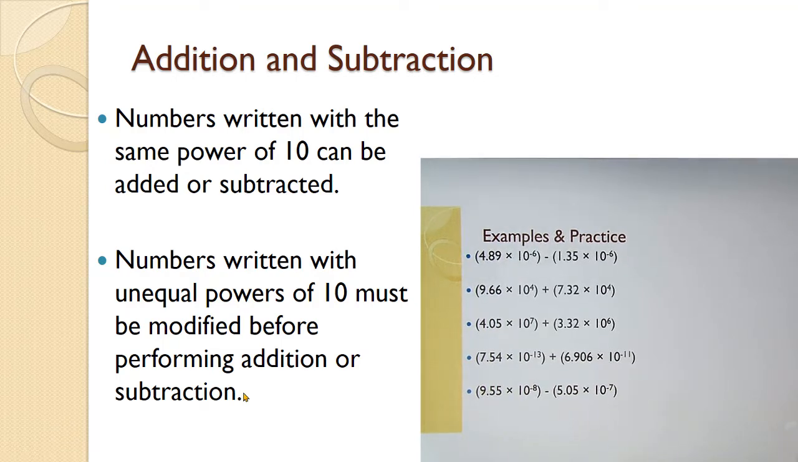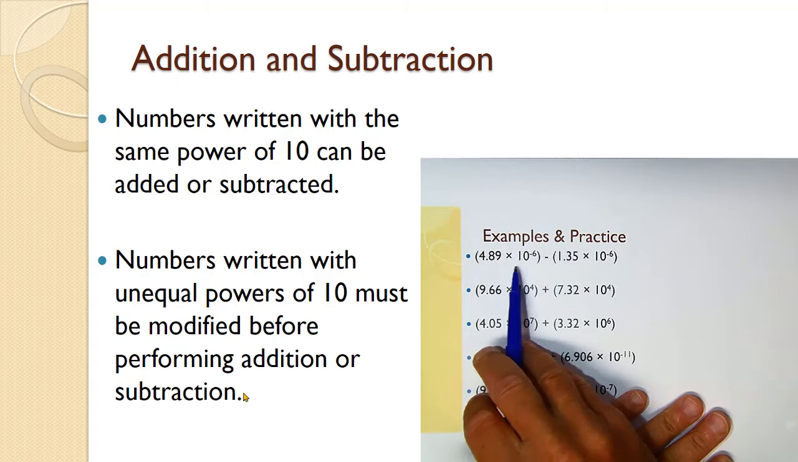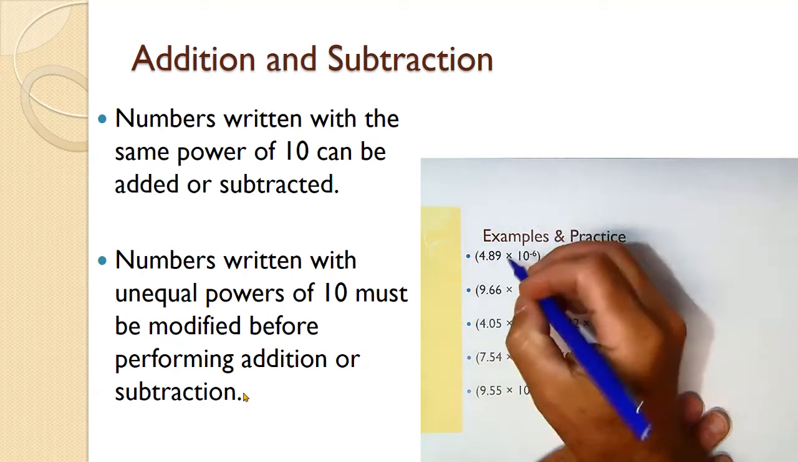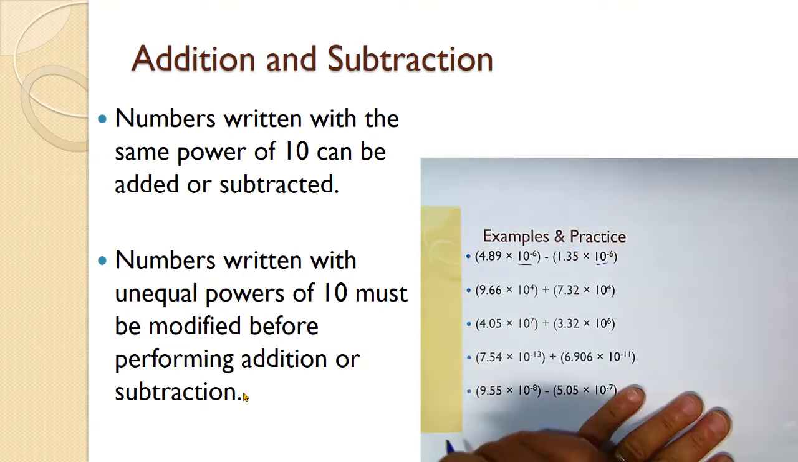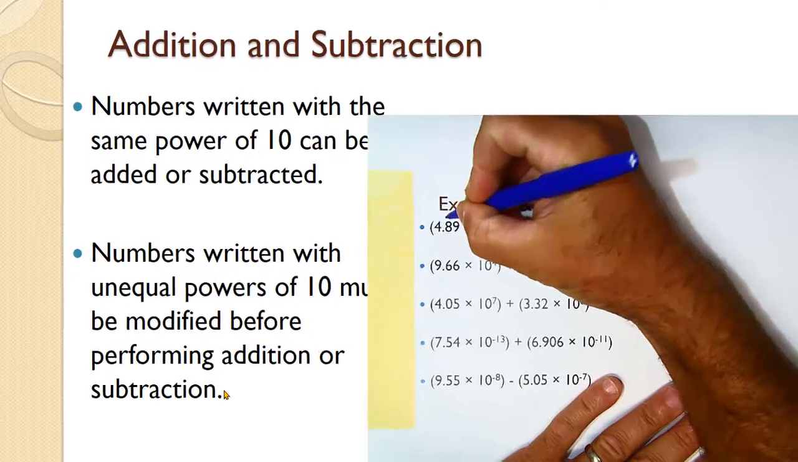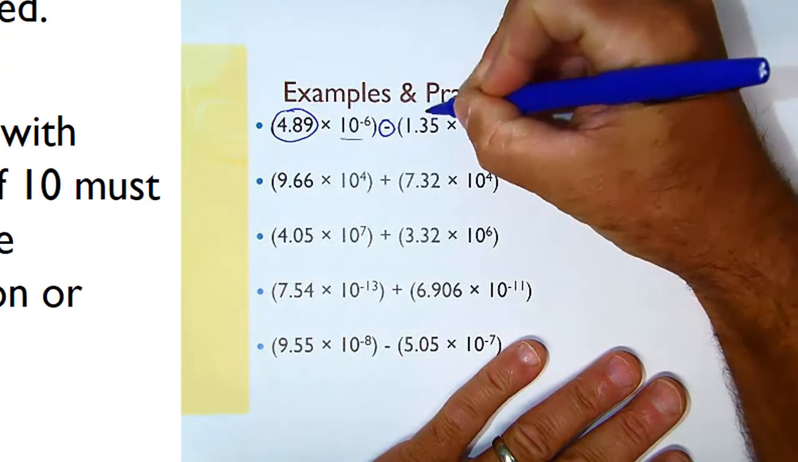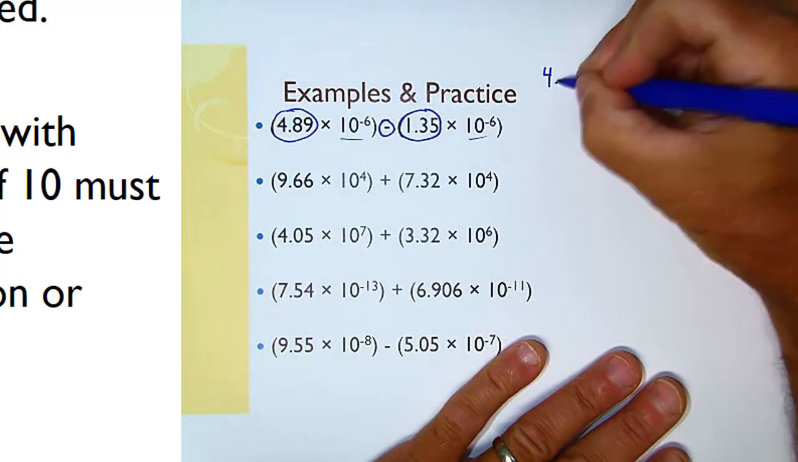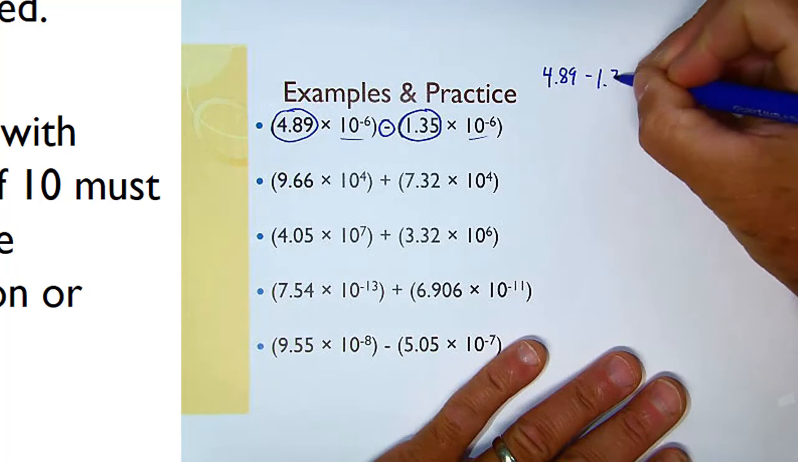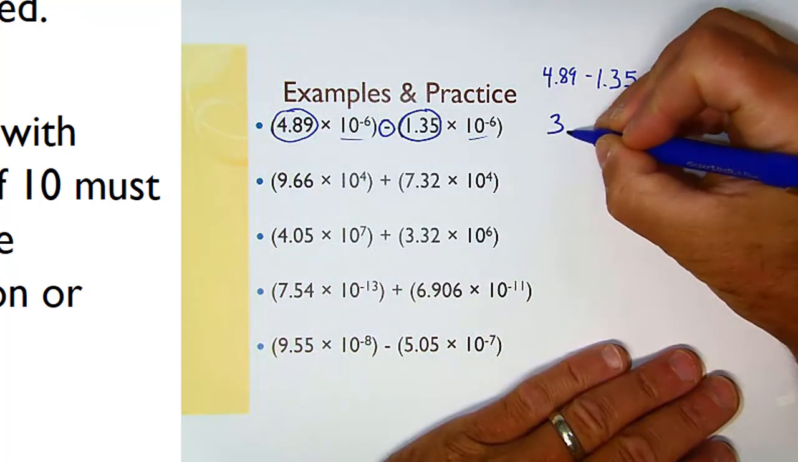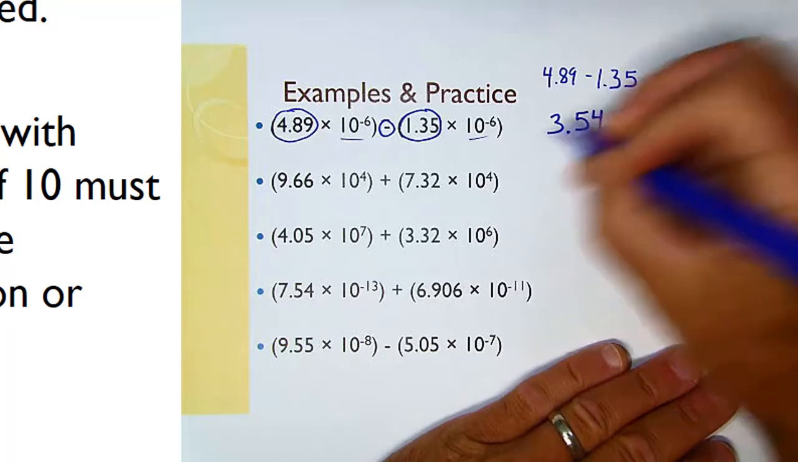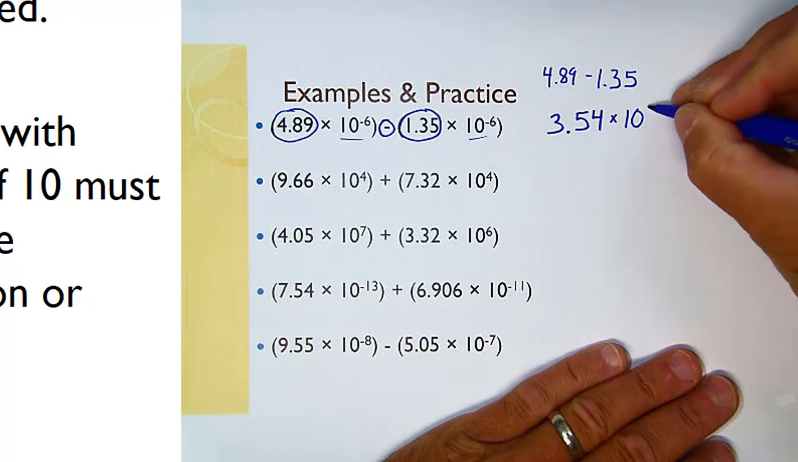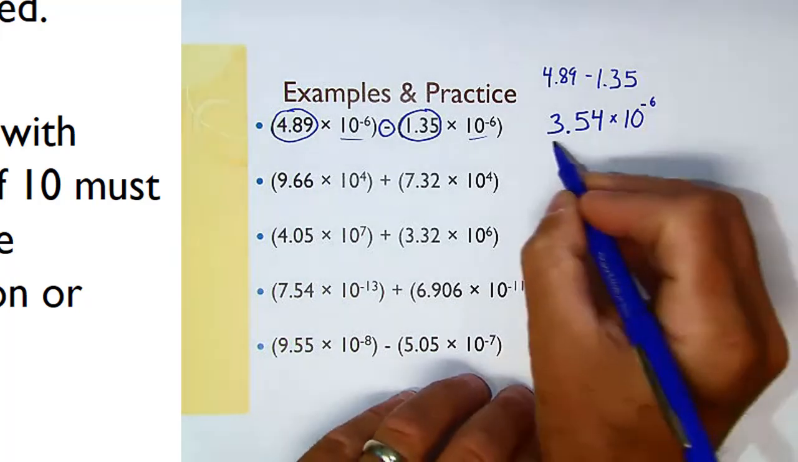Let's take a look at some examples here. Our first one, 4.89 times 10 to the negative 6 minus 1.35 times 10 to the negative 6. Notice here that the power of 10 is the same. That's good news. That means all we need to do is take 4.89 and subtract 1.35. We can just apply that operation to the coefficients. If we take 4.89 minus 1.35, we get 3.54. And since those are both powers of 10, it's like adding like terms in algebra. These are like terms. We would say that those are 10 to the negative 6th. And we're done.